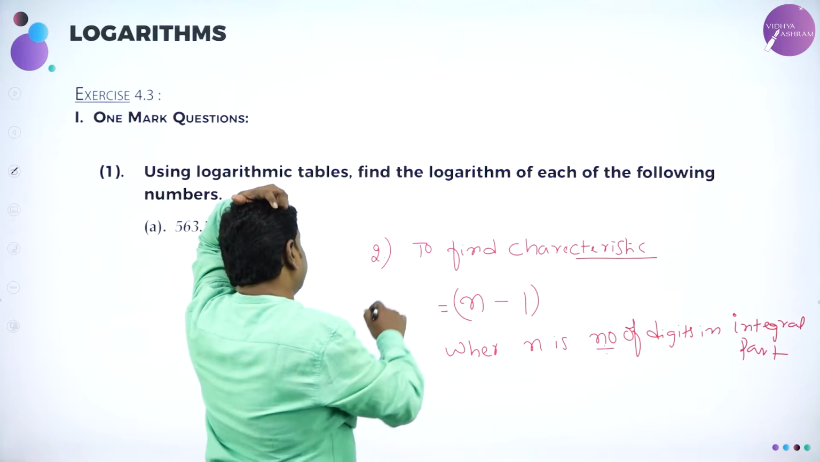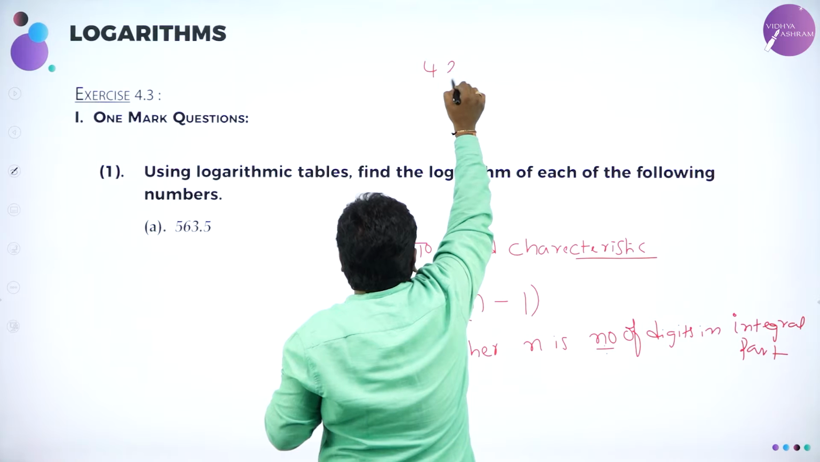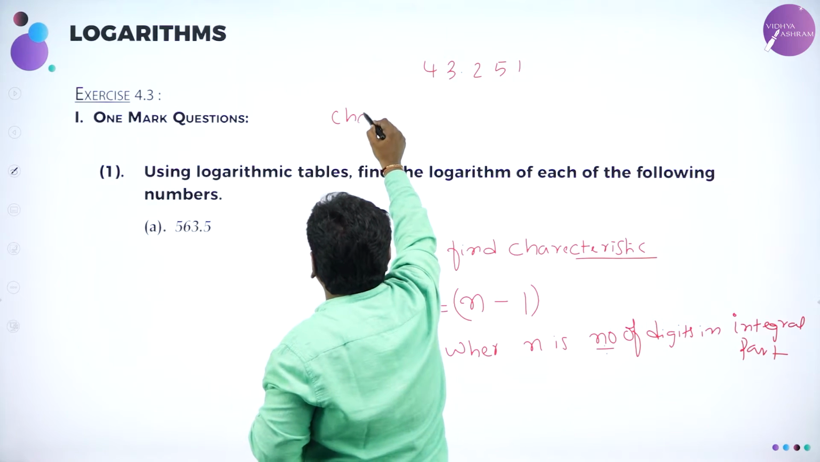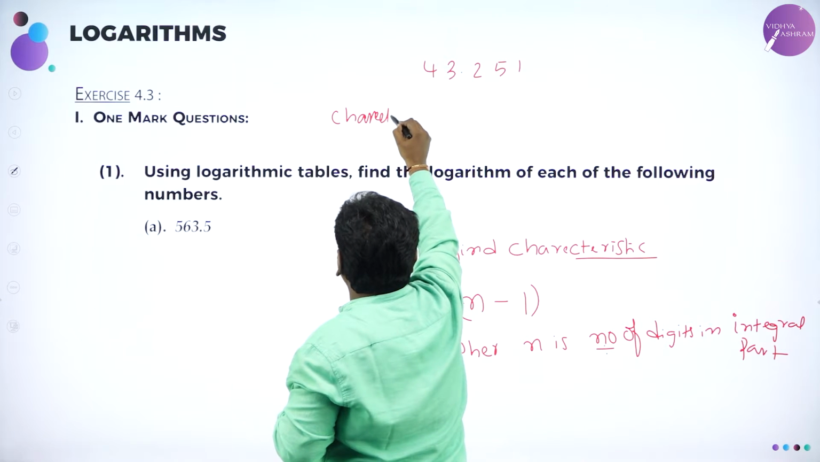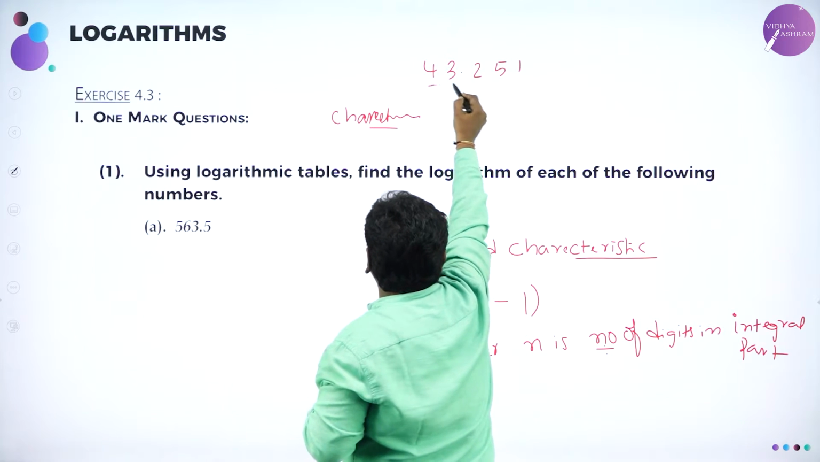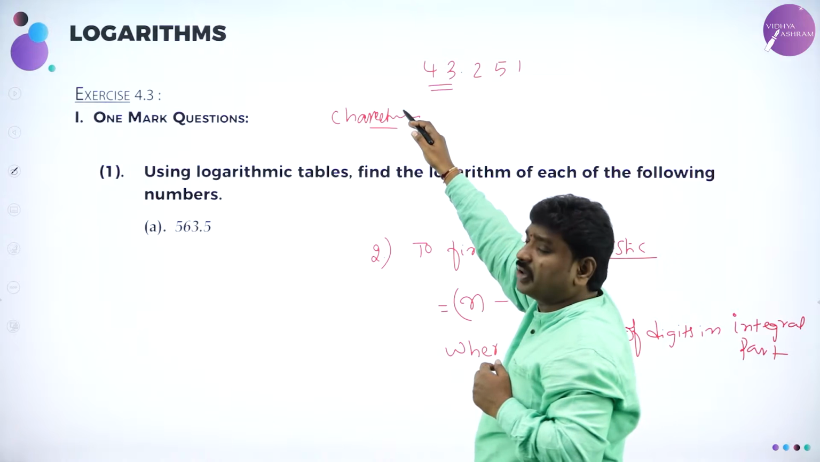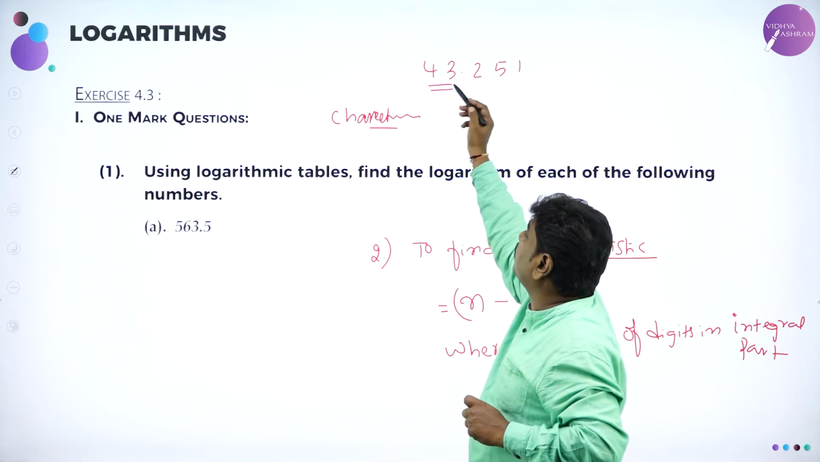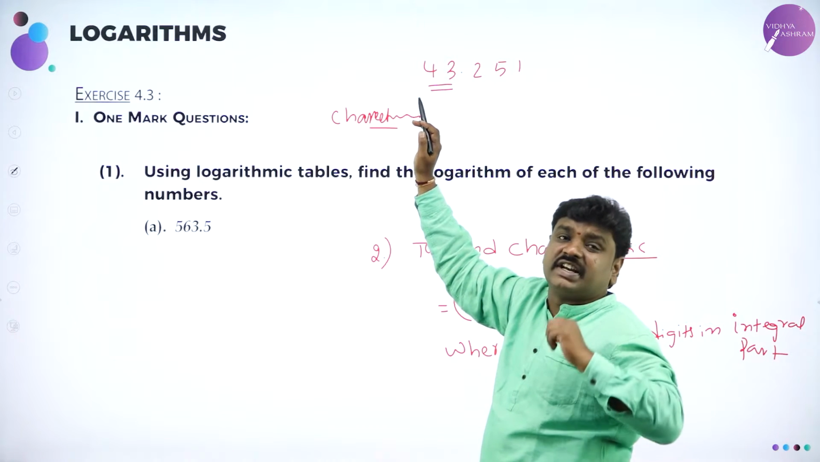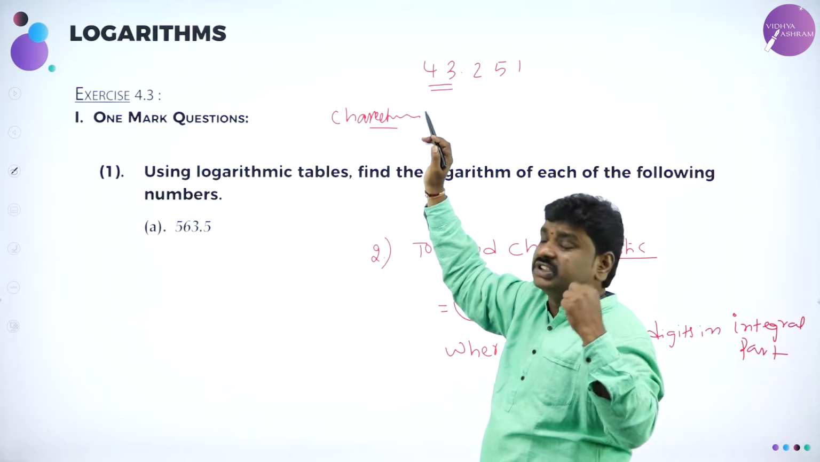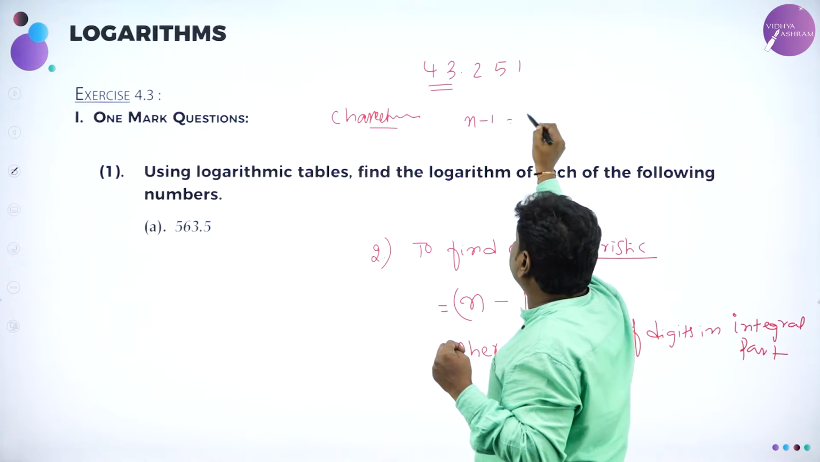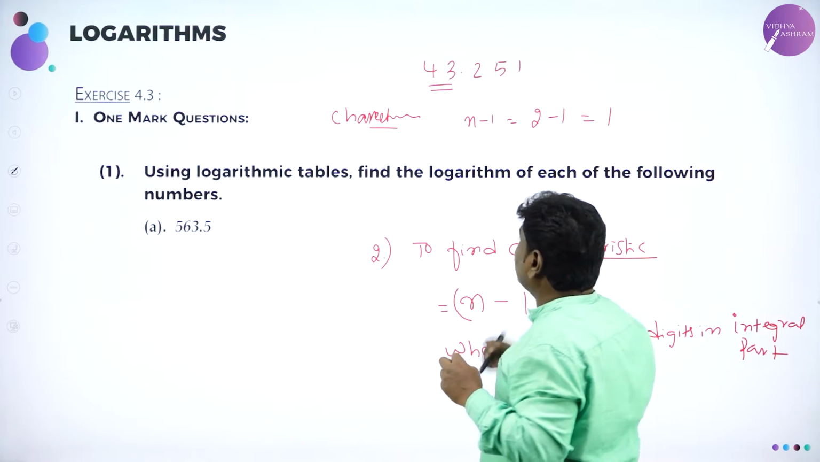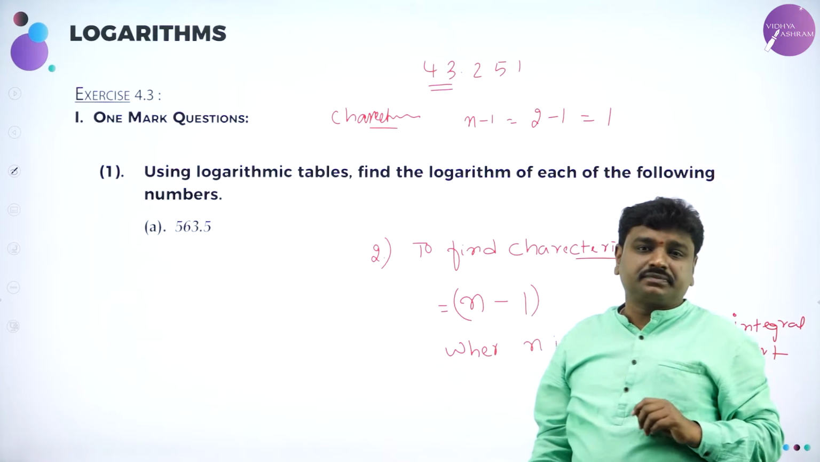For example, 43.259. For this, how many digits are there before decimal, or in the integral part? 43 is the integral part, and in that we have 2 digits. So n minus 1: 2 minus 1 is 1. So 1 is the characteristic.